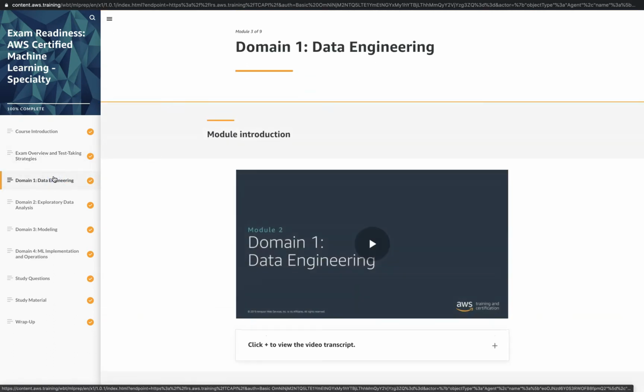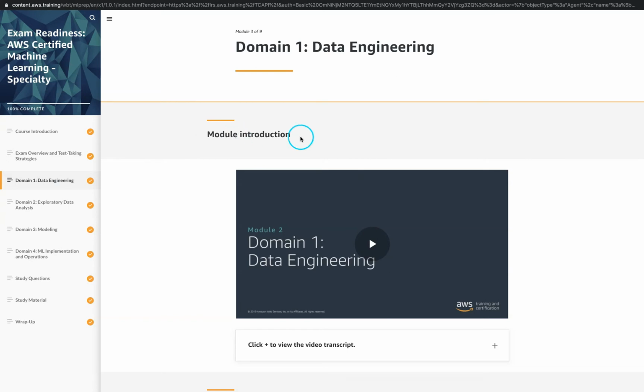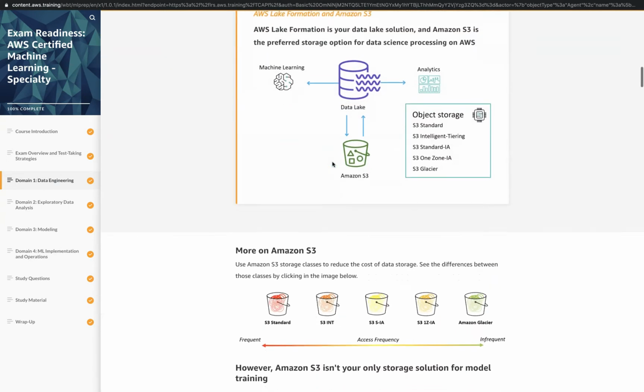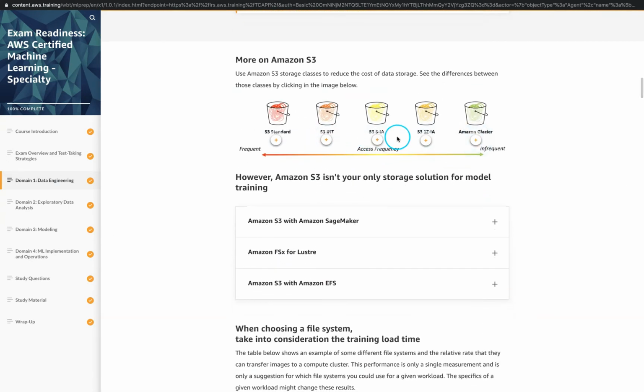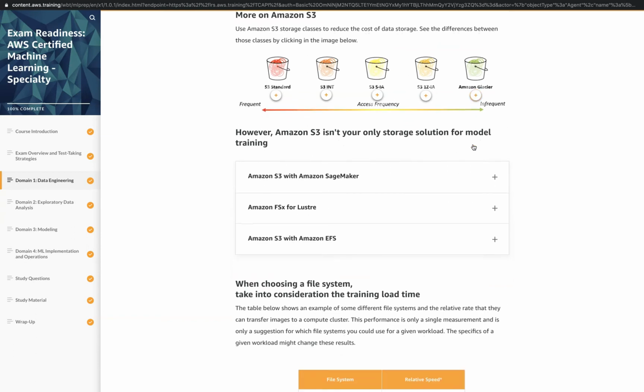Next we have the specific domains of what we have to study before taking the exam. The first domain is data engineering. A lot of material is in here. I like the visualizations and schemas that help you understand topics very well, in very simple words and with simple examples.